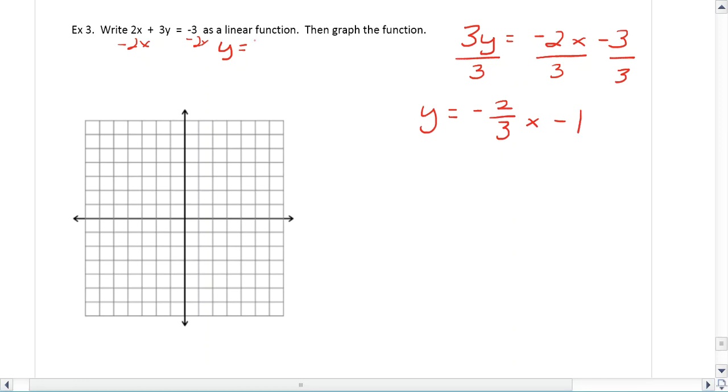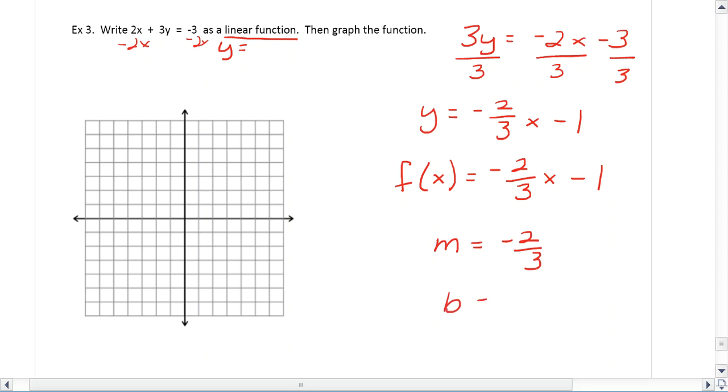And remember they asked us to write it as a linear function, meaning they wanted to see this in function notation. So we're going to take out the y and put in the f of x. And then we graph it the same. I'm just going to remind you here, the slope, the m, is negative 2/3. The b, or the y-intercept, is negative 1. So let's go to the graph.